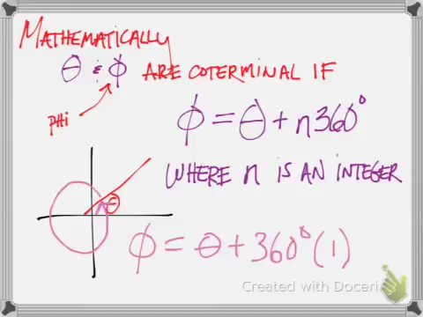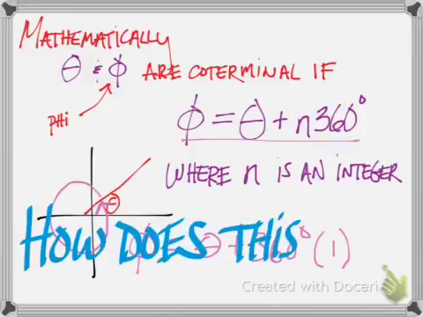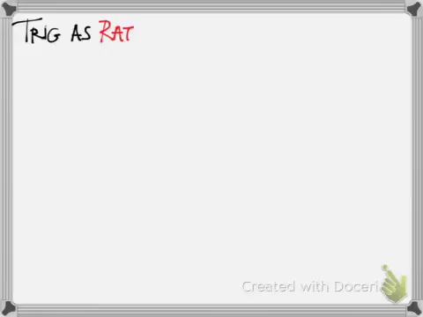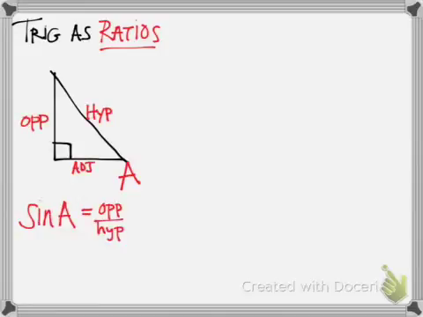So we have the geometric interpretation, rotations of 360 degrees, and we have the mathematical one with this equation up here. Alright, so the big question is, how does this relate to trig? Let's just remind ourselves real quick about what trig, as we've seen it before, is. Trig can be ratios. So if I take a right triangle, I have angle A, I label my sides adjacent, opposite, and hypotenuse. And sine of A is opposite over hypotenuse. Remember, the hypotenuse is always across from the 90-degree angle.